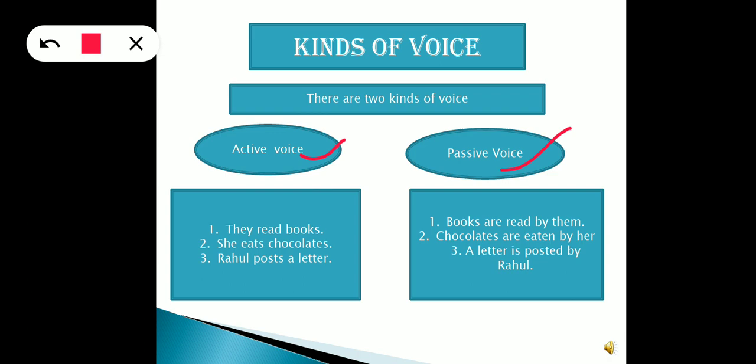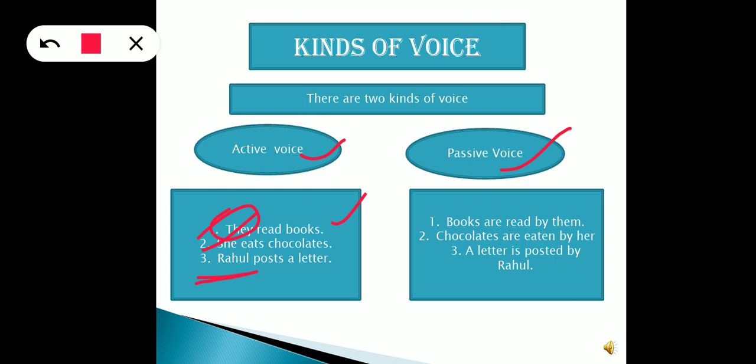You can see, they read books. Here they is doing some action. She eats chocolate. Here she is doing some action. Rahul posts a letter. Here Rahul is doing some action. So here the subject is active, that is why these three sentences are in active voice.